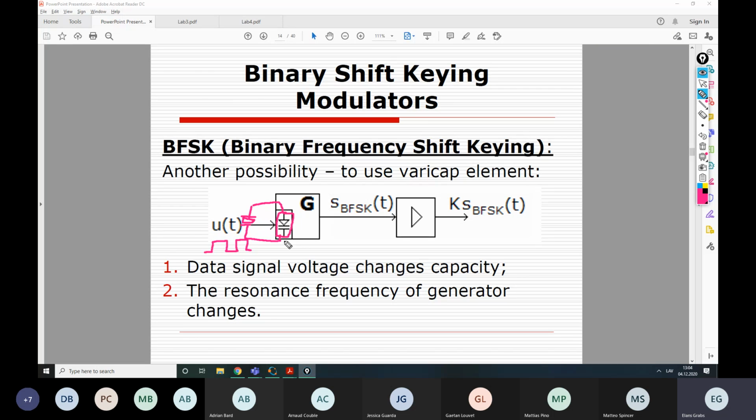So basically, this generator with varicap is itself a modulator. You don't need any extra switches and anything else, right? So basically, the data signal changes capacity, capacity changes frequency, and the generator outputs a different signal, right? So this is a voltage controlled oscillator, VCO for short, which itself is a frequency modulator.